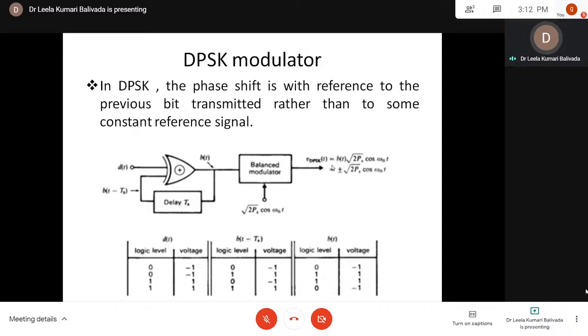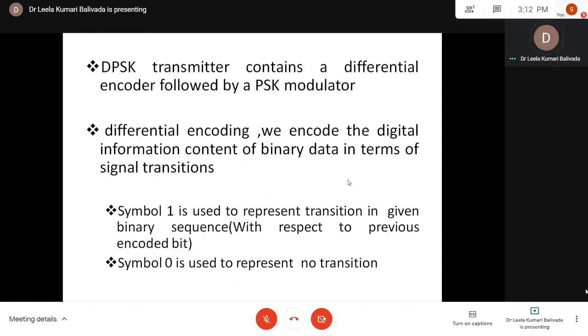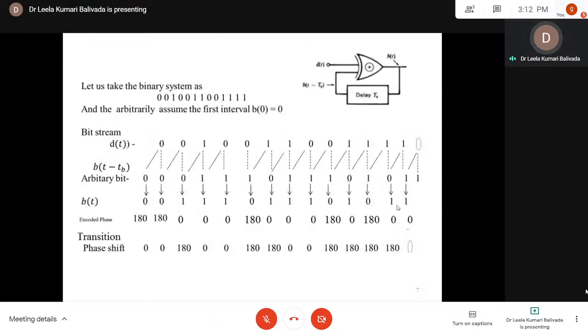So V DPSK is plus A cos omega c t when B of t is at logic level 1. And when B of t is at logic 0, then V DPSK is equal to minus 1 volt. So this is B of t, and the encoded phase is such that 0 is encoded as 180 degrees out of phase. So this is simply a PSK modulator.